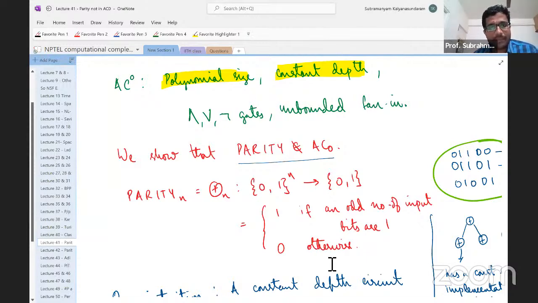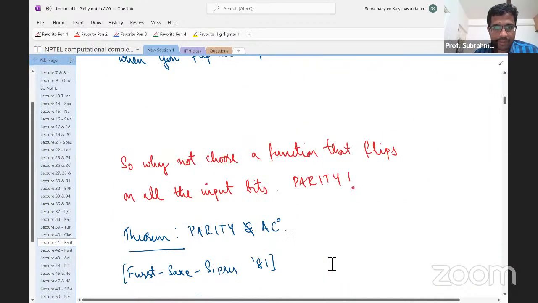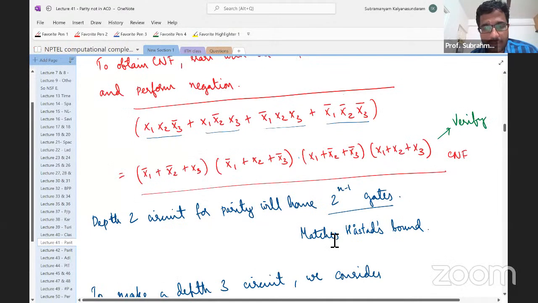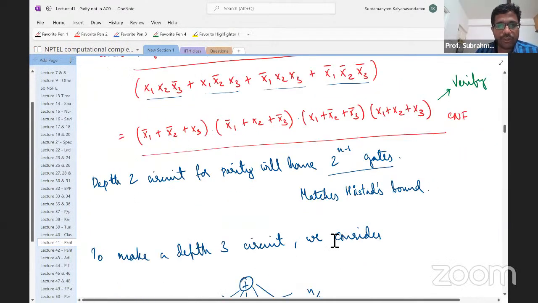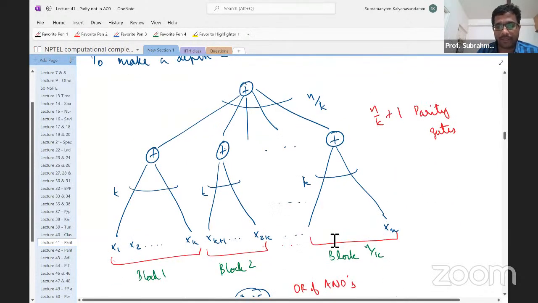So something similar is happening here, right? What is happening here? We choose a general function which can be computed by AC0.